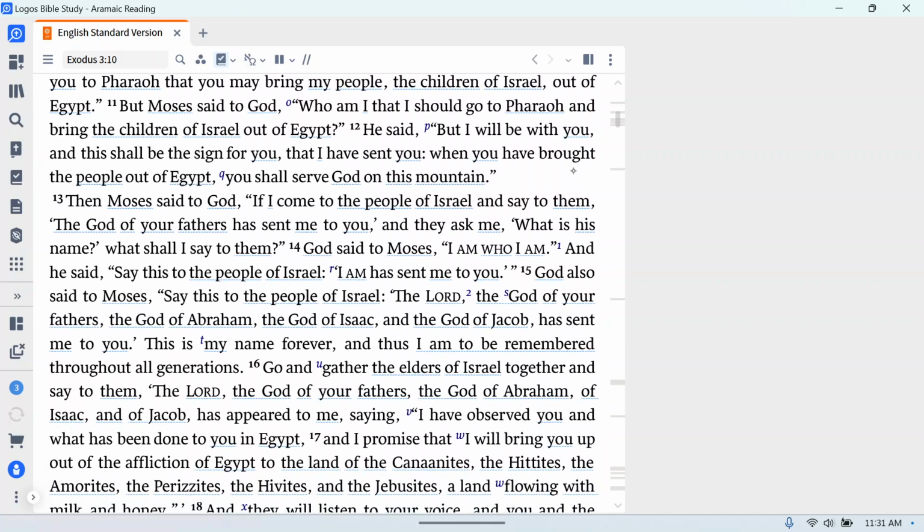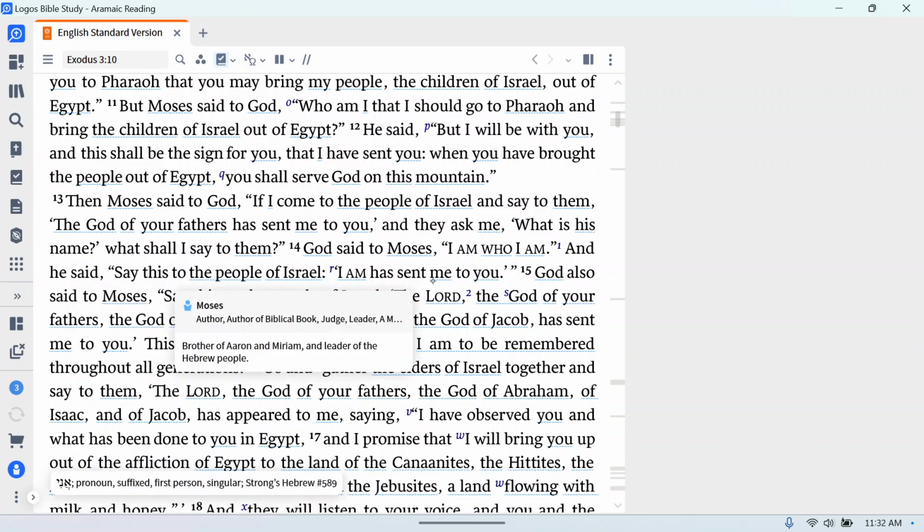And then Moses said to God, "If I come to the people of Israel and say to them, 'The God of your fathers has sent me to you,' and they ask me, 'What is his name?'" That is, what is his reputation? What kind of power, what kind of deeds does he have that he's going to do any good for us? What shall I say to them? And God said to Moses, "I am who I am." Famous phrase right there, of course. And he said, "Say this to the people of Israel."